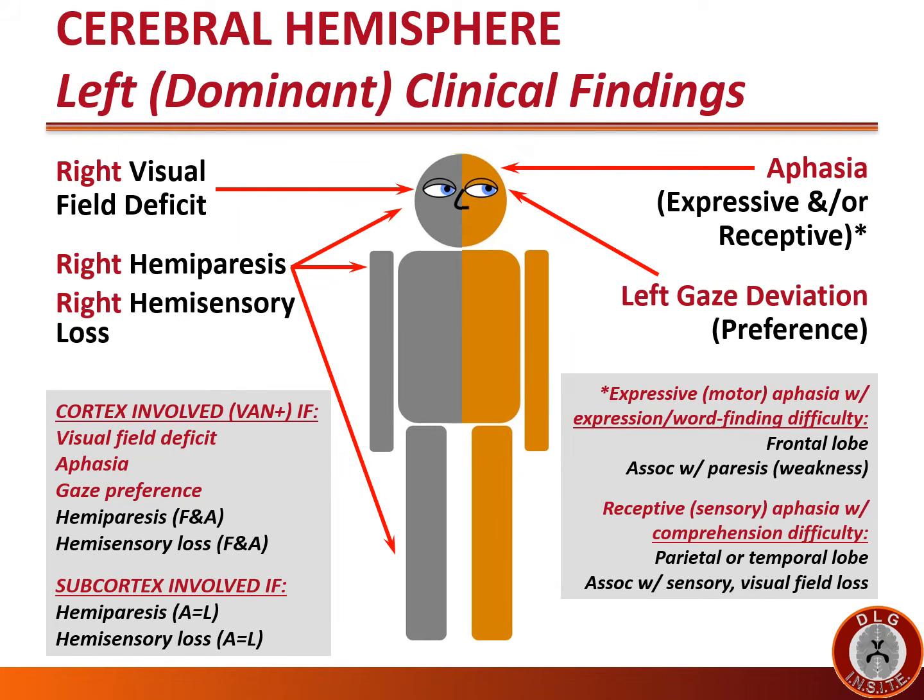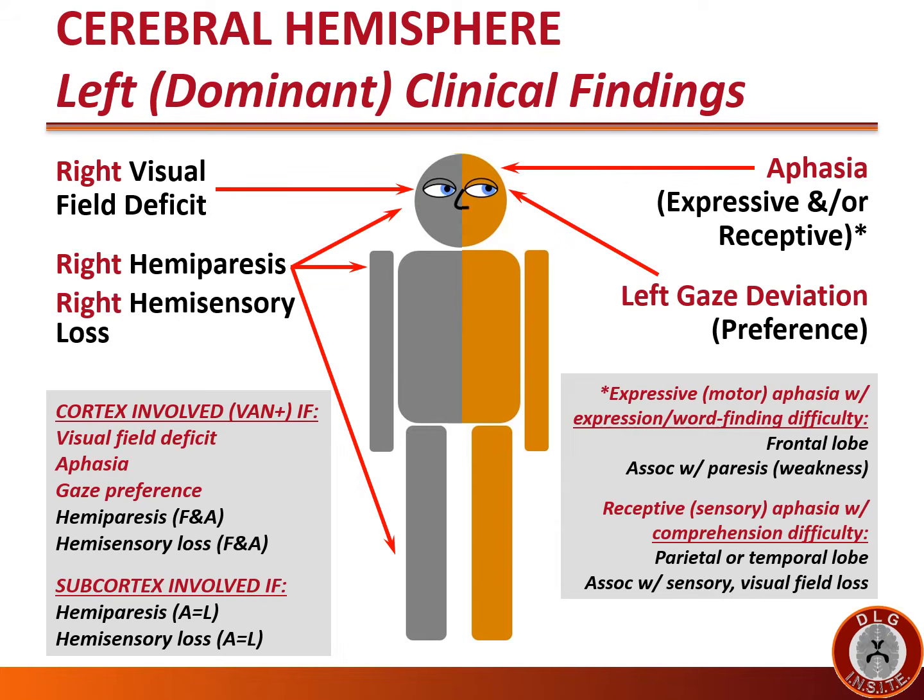Because the left brain makes you look to the right, the left frontal eye fields make you look to the right, a left cerebral hemisphere lesion makes it hard to look to the right, so therefore your eyes are looking to the left. You have left gaze deviation. That deviation is specifically a preference, meaning it can be overcome by doll's eye maneuver. The left cerebral hemisphere lesion also will often result in aphasia, a problem with language, either expressive or receptive.